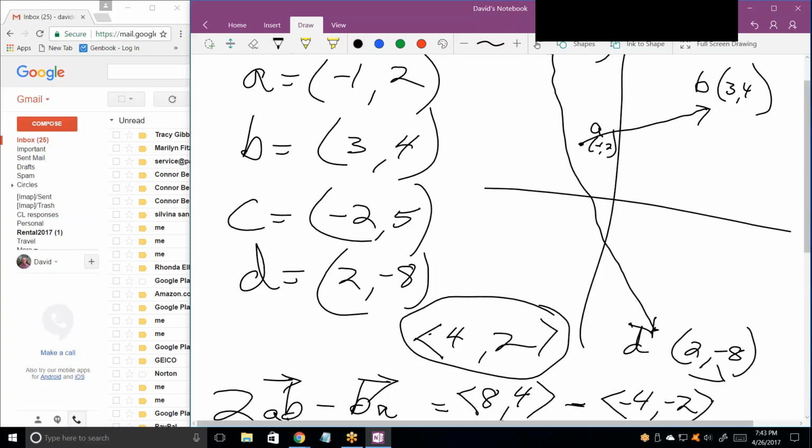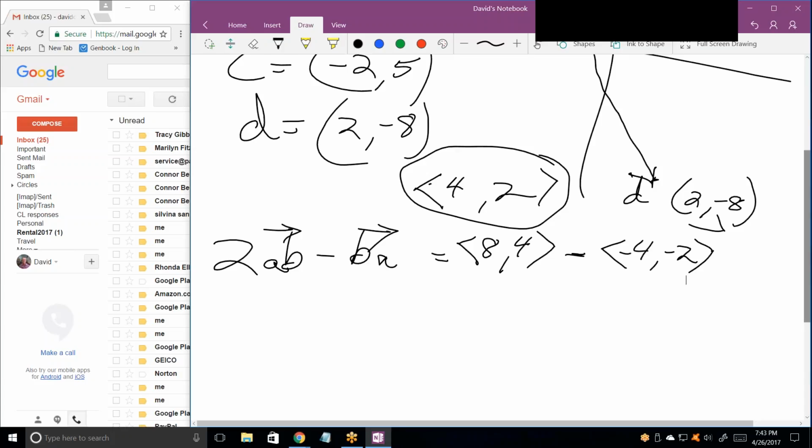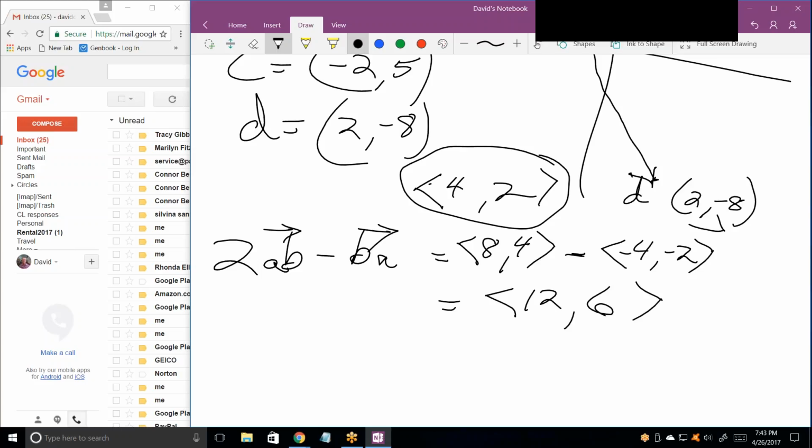Now, you just distribute these just like XY points. In other words, the resultant vector is plus 12, which is 8 minus a minus 4, and 4 minus a minus 2 is 6. So I wouldn't stake my life on it, but I think that's the answer.